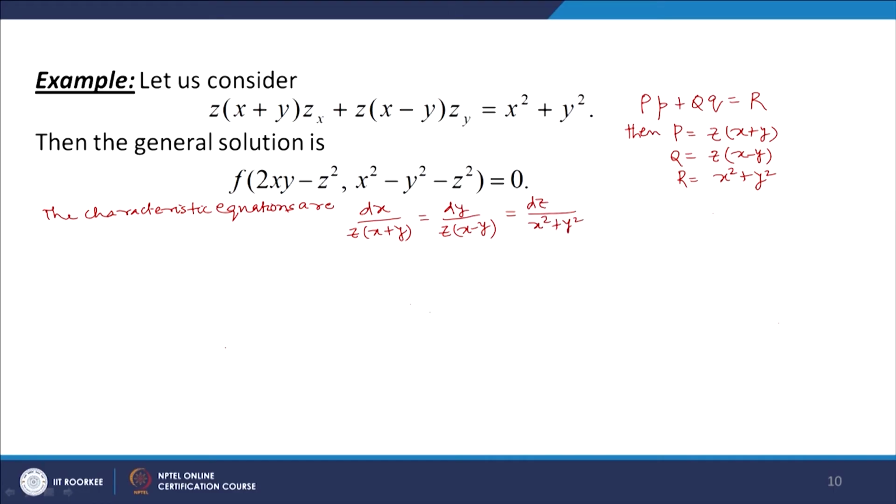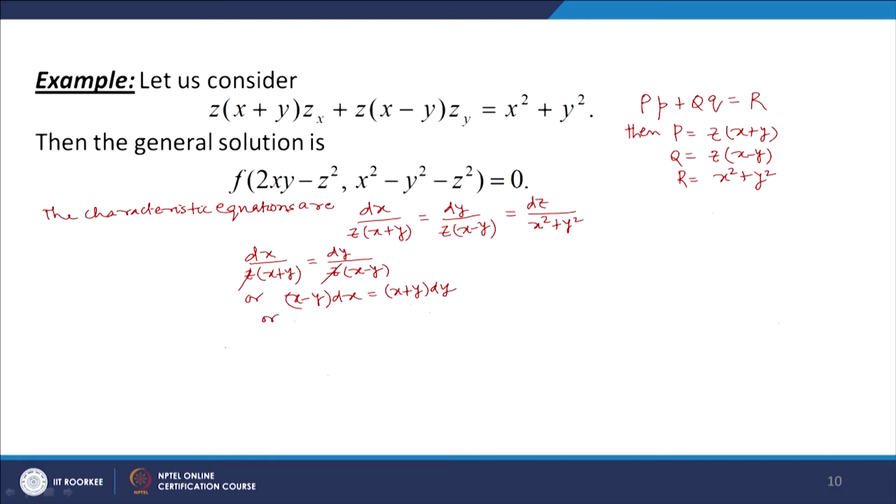Now, let us first consider dx over z times (x plus y) equal to dy over z times (x minus y). Then we can write it as (x minus y) into dx equal to (x plus y) dy.